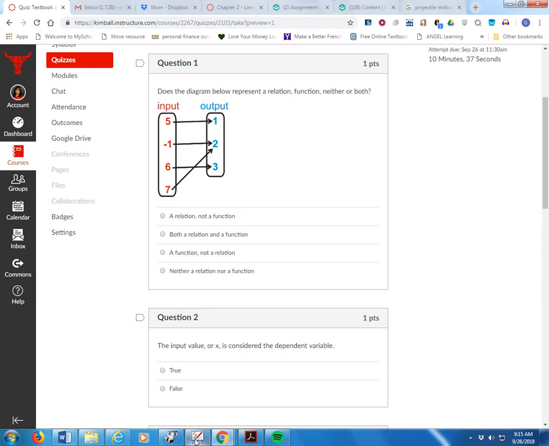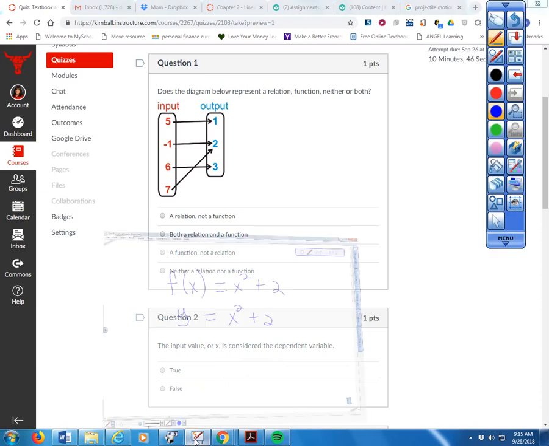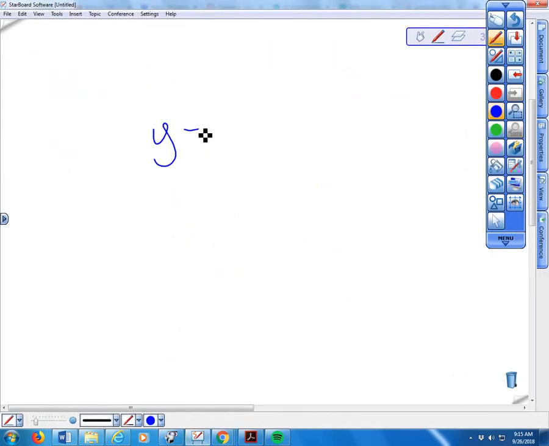The input value, or x, is considered the dependent variable. False. I always think of it as, if I have an equation, I can pick whatever I want for x, and y depends on what I pick for x. So y is dependent, x is independent. Okay, because y depends on what I pick for x.